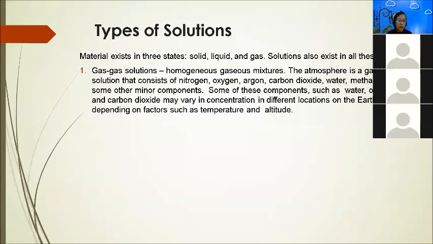When we say altitude, it's how high the location is from sea level, di ba? And other factors include, aside from temperature, are there some pollutants around? So there's a lot of factors that really affect the concentration of gases in air. But the majority of air is oxygen and nitrogen. So these are our gas solutions, or gaseous solutions, right?